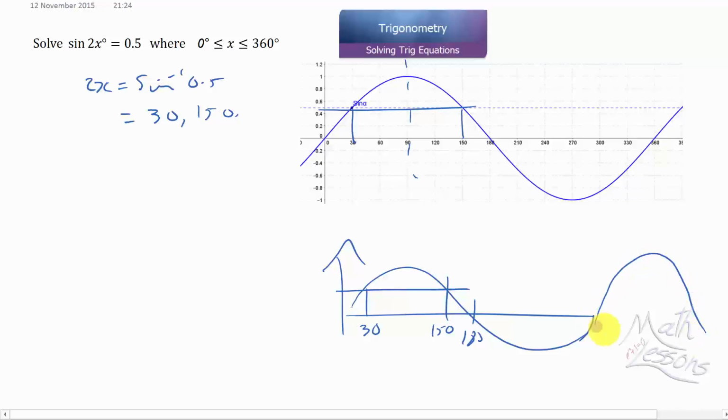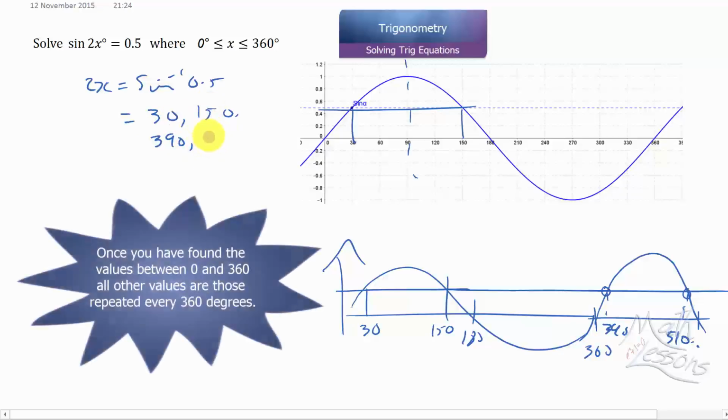If I continue the sine curve on past 360, I get another two answers, which at the moment are outside our range. So whenever you get these two x ones, you need to be very careful. Okay, so I'm going to just find this other one. So 30 plus 360 is 390. And that's going to be 510 there. It's just 360 more than this value. So we're going to get 390, 360 more than that. Once you've got your first two values, all your values repeat every 360. So 360 more than that is going to be 510.